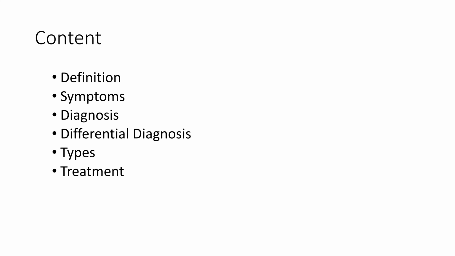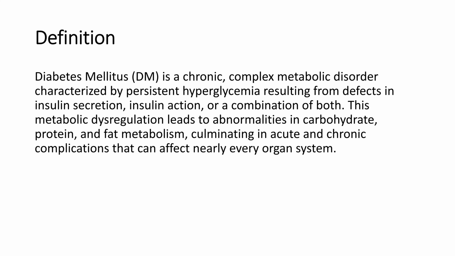Let's dive in. About diabetes mellitus: diabetes mellitus, or DM, is a long-term condition where blood sugar levels stay too high. This happens because the body either doesn't make enough insulin or doesn't use it properly. Insulin helps glucose enter cells via the GLUT4 transporter, primarily found in muscle and fat tissues. Without proper insulin function, sugar builds up in the blood.